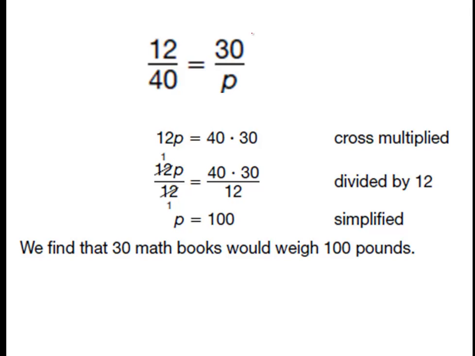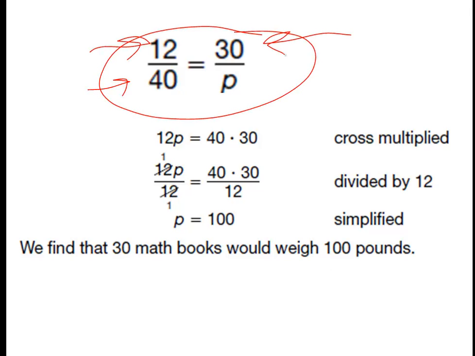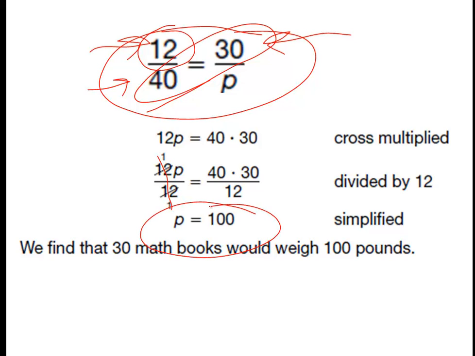So you're going to set it up just like that. 12 books weigh 40 pounds. How much do 30 books weigh? Then you're going to cross multiply, get 1200. Then you divide by this 12 here because you've got to isolate your P. So you divide both sides by 12 so that you eliminate the 12 on the left-hand side, and you know that your answer is 30 books weigh 100 pounds. We've done it several times already this year.